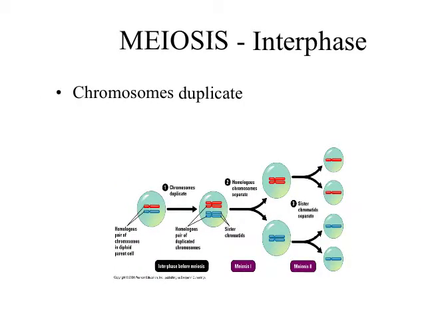Just like in mitosis, we need to start out with a phase of the cell cycle called interphase, in which the chromosomes are going to duplicate themselves. So that's basically our first step in meiosis, is that we get chromosome duplication.